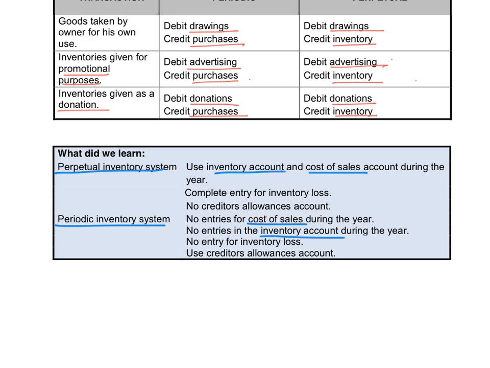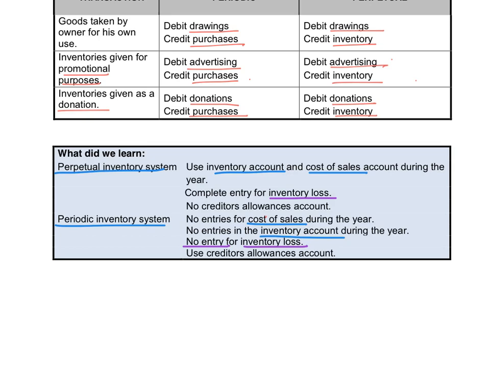In the perpetual inventory system, you will complete an entry for inventory loss because you have to show that your inventory decreased as a result of a fire or a burglary or theft or broken goods or whatever. In the periodic inventory system, no entry is recorded for inventory loss because the closing inventory at the end of the financial year will automatically be lower, and if the closing inventory is lower, the cost price will increase.